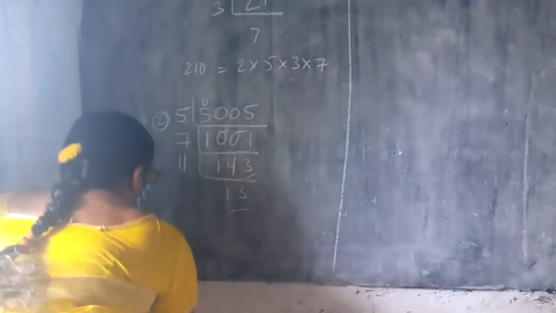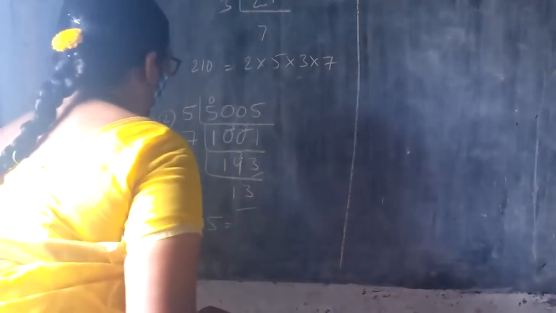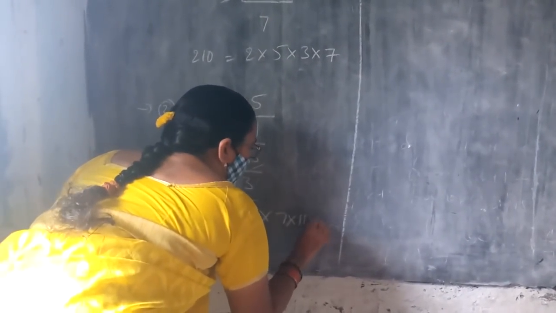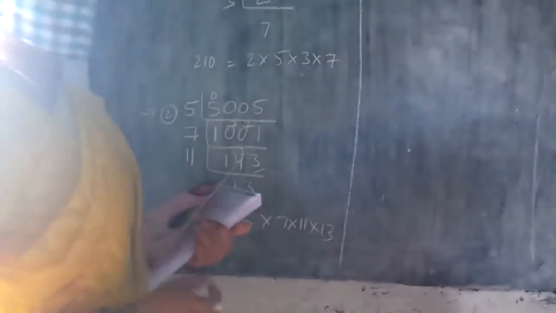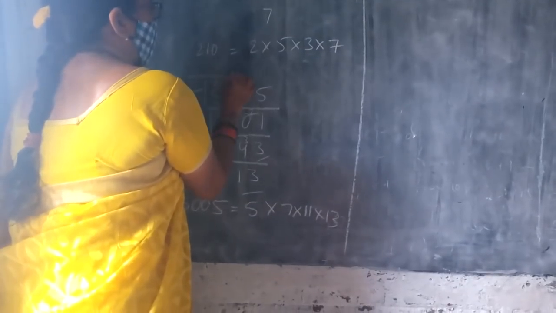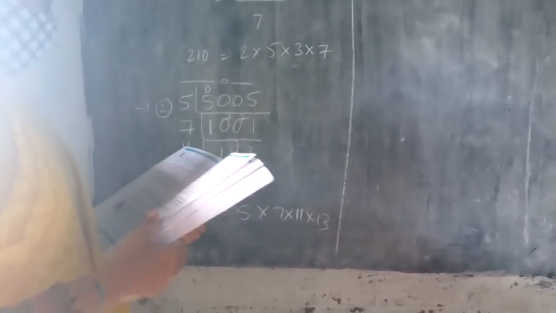Okay. 5005 we can write as 5 into 7 into 11 into 13. Okay, see one more example.